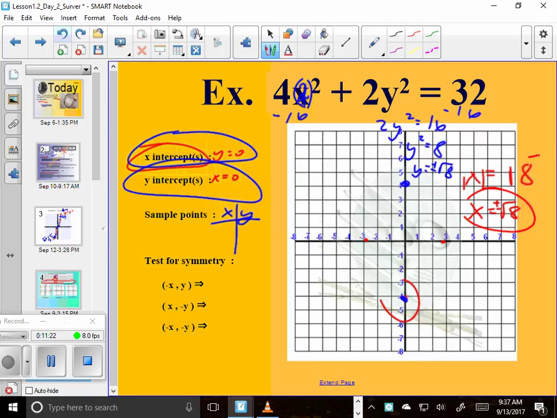What did I just do? I just stuck in one value for x, which was 2. And y had 2 different answers. If I stuck in 2, I got 2 different answers. One was up here, and the other one was down here.